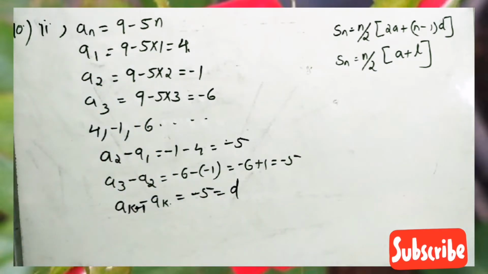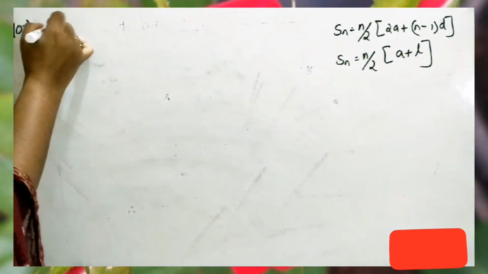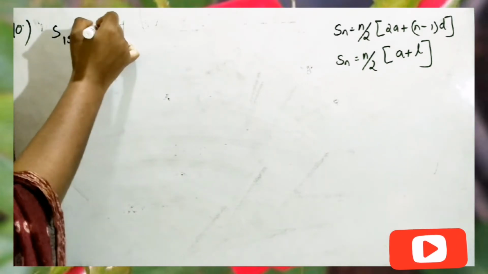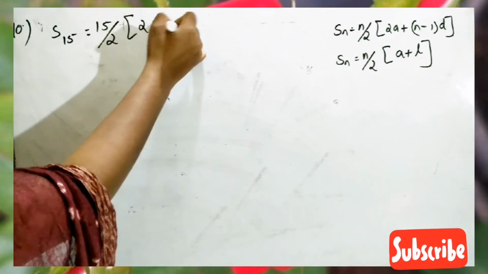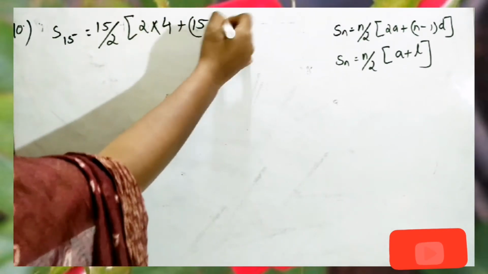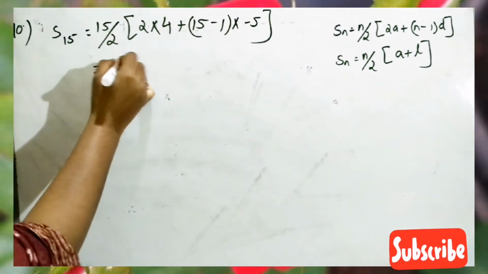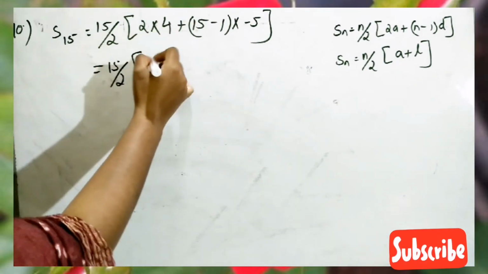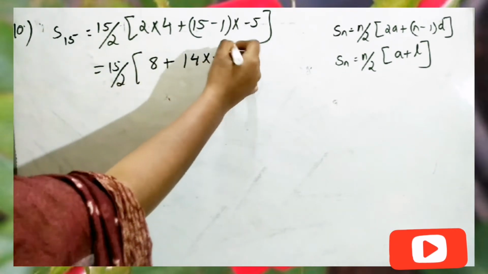Therefore, this forms an AP with common difference d equal to minus 5. Now we are going to find out the sum of first 15 terms. So S15 is equal to 15 by 2 into (2 into 4 plus (15 minus 1) into d, which is minus 5), which is equal to 15 by 2 into (2 into 4, that is 8, plus 14 into minus 5).